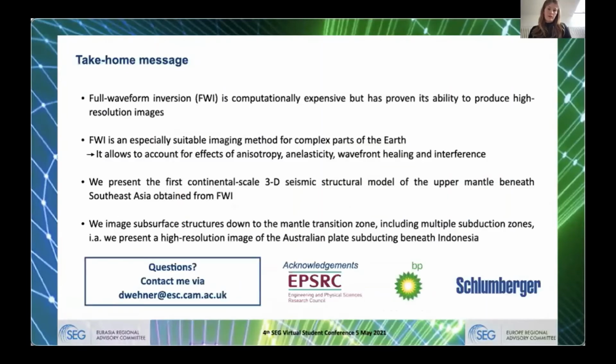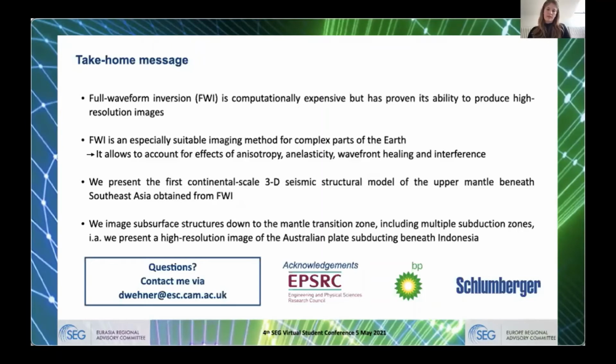So what I would like you to take home today is that full waveform inversion is computationally very expensive, but it promises higher resolution images as it overcomes the limitations of traditional tomographic approaches. And it is an especially suitable imaging method for complex parts of the Earth, as it can account for full wave effects, which can hamper other seismological methods.